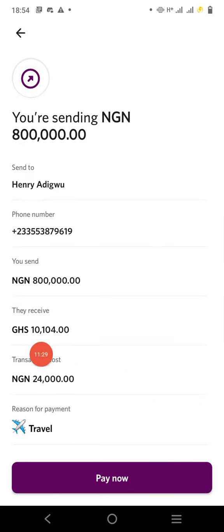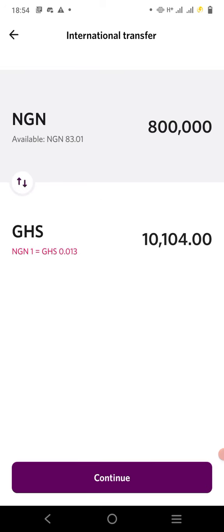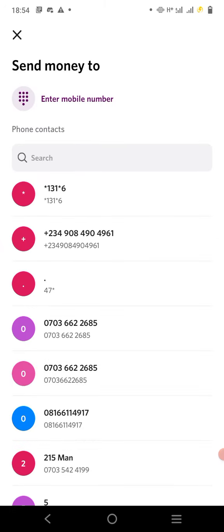So you can see that transaction cost is actually 24,000, but the person is going to receive 10,104 CDs. That's what the person is going to receive. So obviously you might have to fund the extra 24,000 there. So if you had it, that would have gone. The next thing you need to realize is, when I get it in Momo, what do I do? When I get it in my other account, what do I do? That's exactly why I told you.